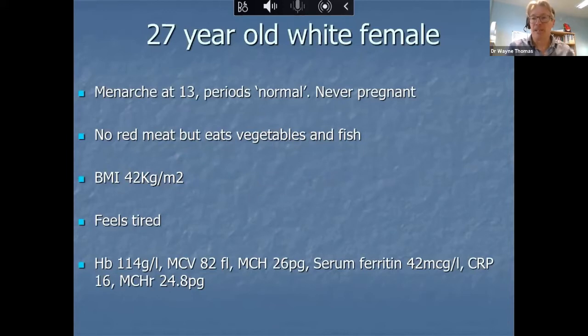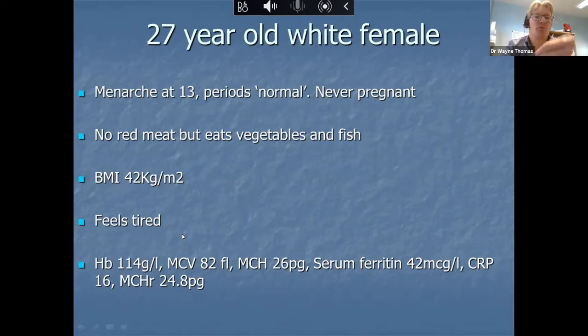So I'm going to talk about some cases where we now apply the things that I've talked about, our knowledge base, and how it changes what we do. So this is a 27-year-old lady. She started her periods at the age of about 13, said to be normal. She's never been pregnant. She doesn't eat red meat. She eats vegetables and fish. And she's got a BMI of 42. She feels tired and she's anemic.